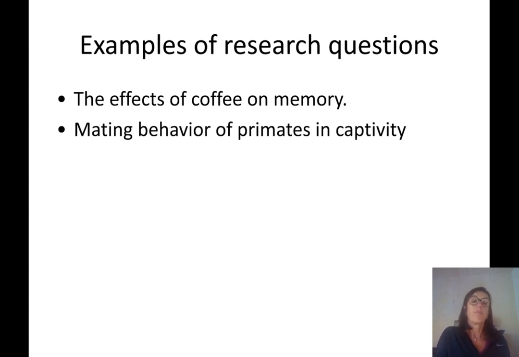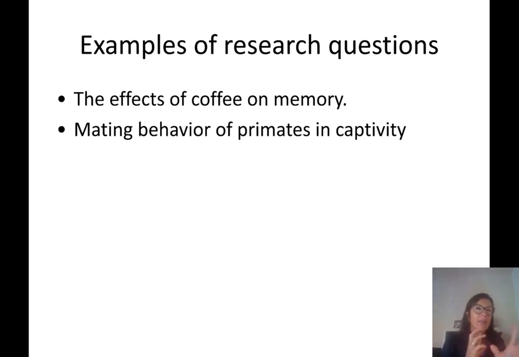I could also say mating behavior of primates in captivity. So think about it. What would be the dependent variable and the independent variable now? Mating behavior of primates in captivity. If you're already confused, if you're like, I have no idea, what is the dependent or independent variable here? Again, in a 2-variable research question, you can phrase it into this phrase, the effects of on.